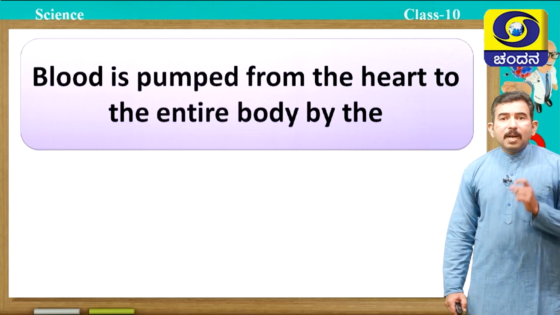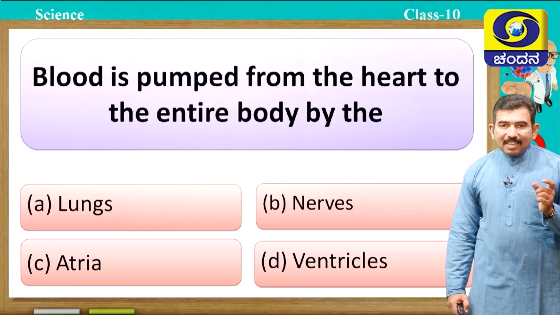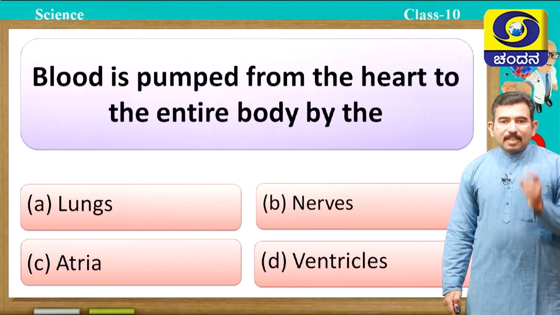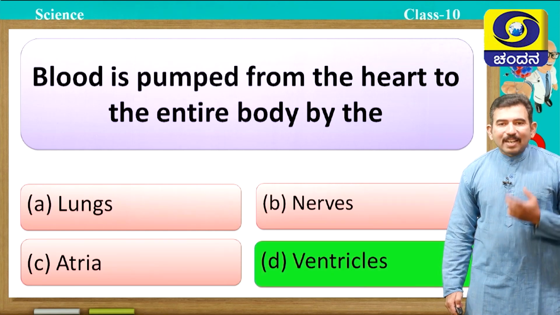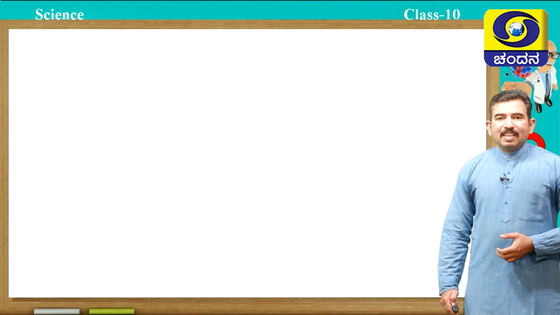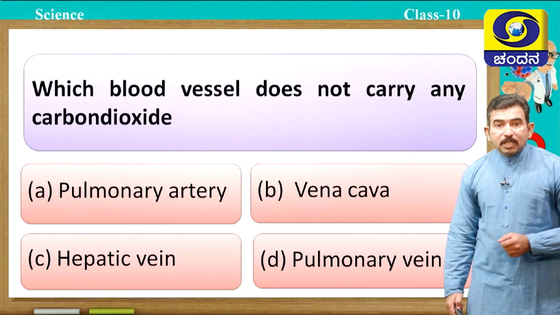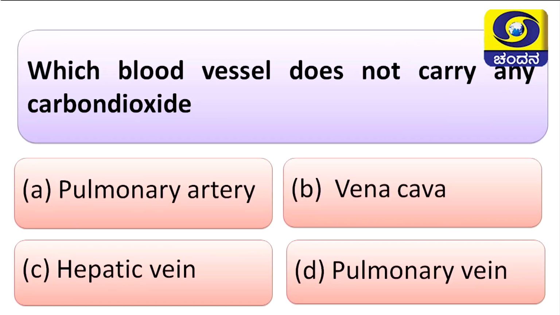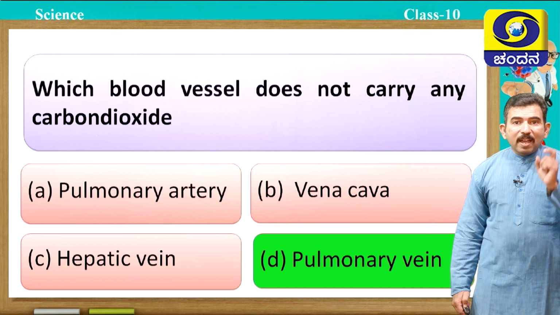Next question. Blood is pumped from the heart to the entire body by: options are lungs, nerves, atria and ventricles. Which is the correct option? Yes, you are right. Ventricles pump the blood from the heart to the entire body. Next, which blood vessel does not carry any carbon dioxide? Options are pulmonary artery, vena cava, hepatic vein, and pulmonary vein. Which is the correct answer, students? Yes, you are right. Pulmonary vein.